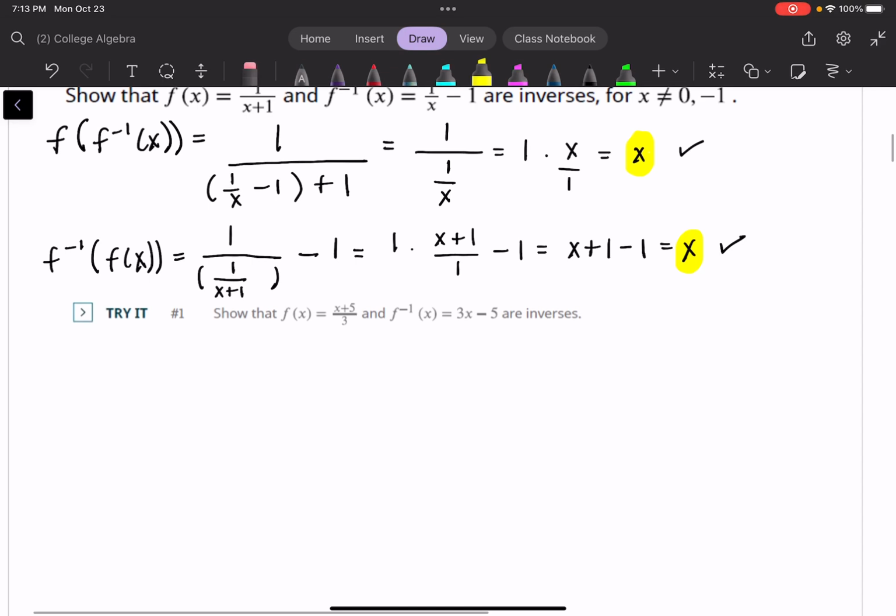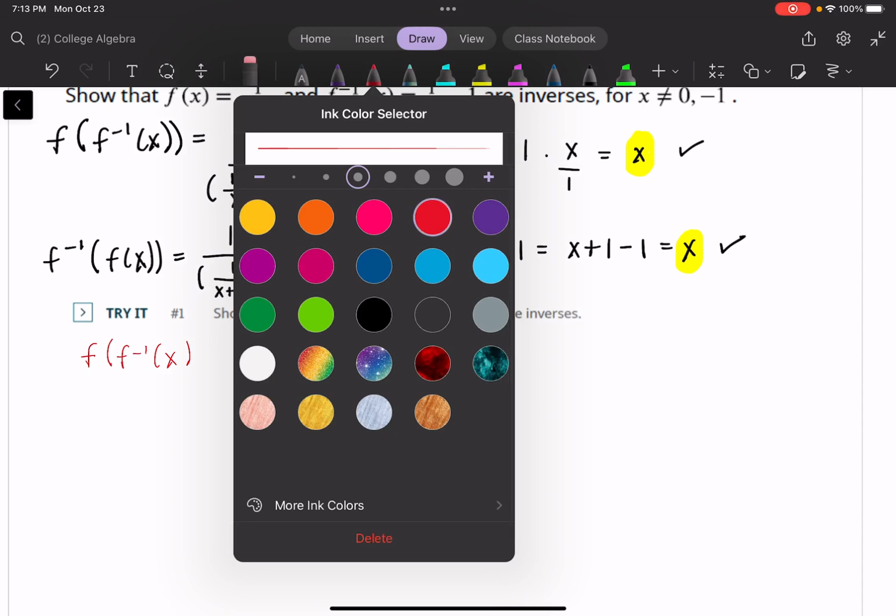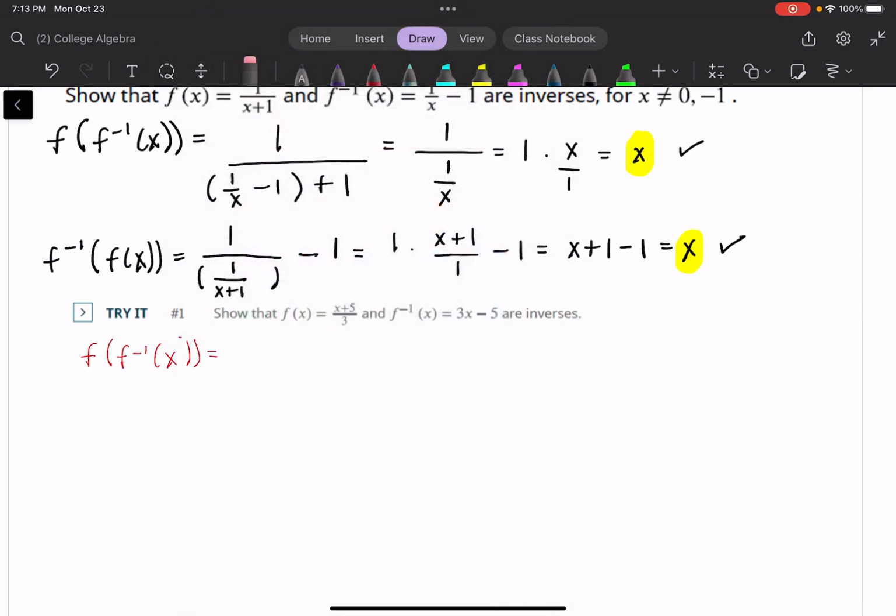Now if you want to give that a try, you can pause the video and see how you do. Remember, you need to show both compositions to get credit here. All right, so I'll show the full verification here since that is the question itself. The first verification will look like this. This will be the first one that we do. We'll plug this function in here, and then we'll simplify. So this will be 3x over 3, which simplifies to x. So the first part is done.